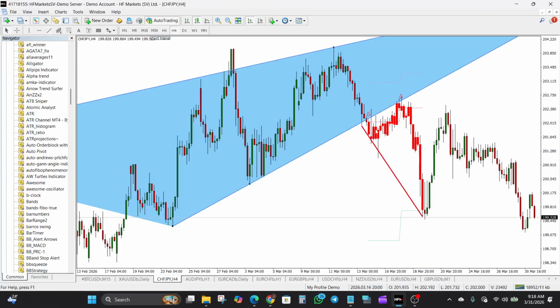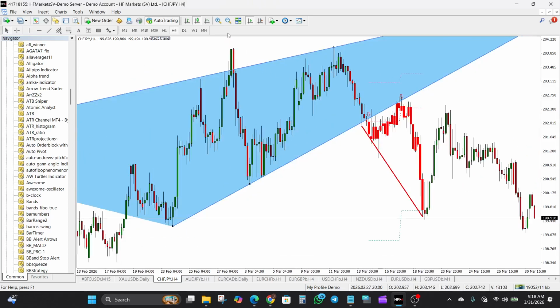Because after the breakout the color changed to red, and then you notice that when price started going back up, the color of the candlestick changed back to normal. So if you had entered a sell here, perhaps after the color of the candle changed back to normal, it would have been a sign to exit your sell trade. Okay, so it's quite an interesting indicator.